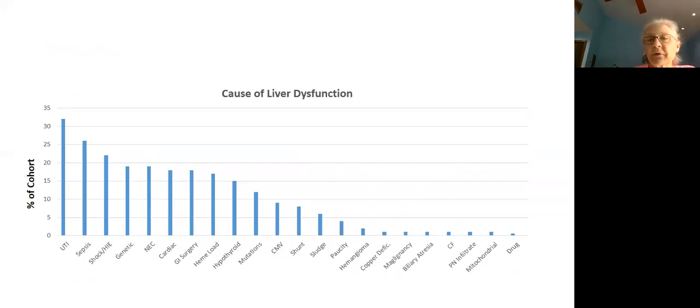If you look at our overall study, many babies had multiple causes, but infection, whether it be UTI or sepsis, were the most common, followed by shock, genetic abnormalities, translocation, which is sort of like infection from the gut, and cardiac disease. And the common things that we see in older infants, like biliary atresia or cystic fibrosis, were actually exceedingly uncommon.